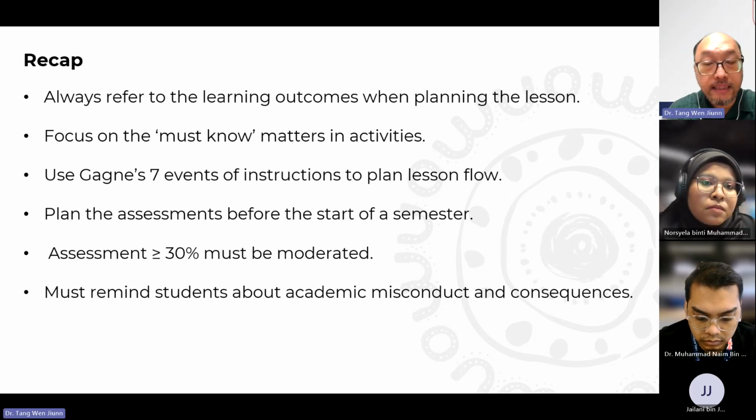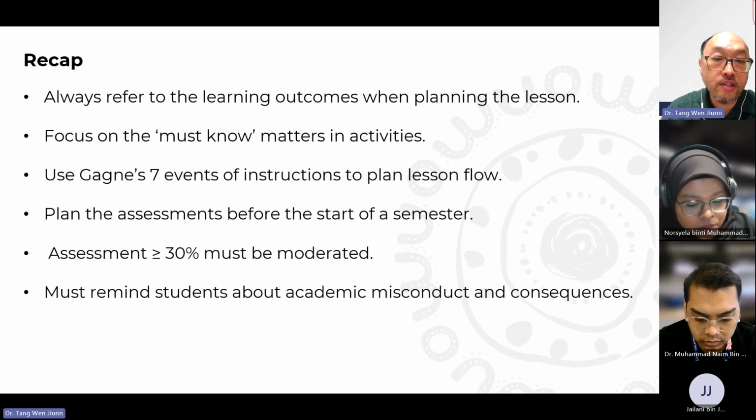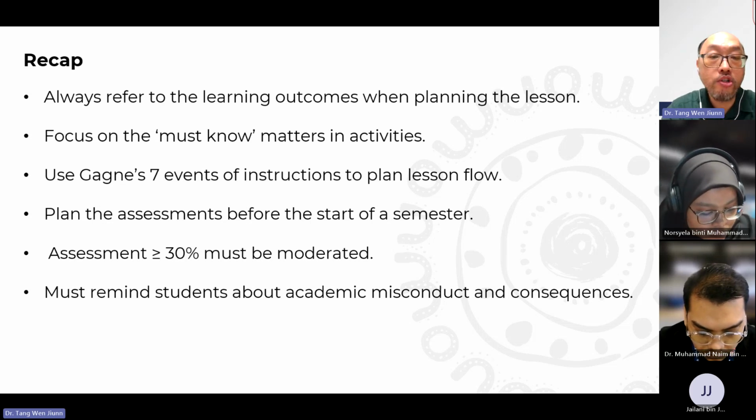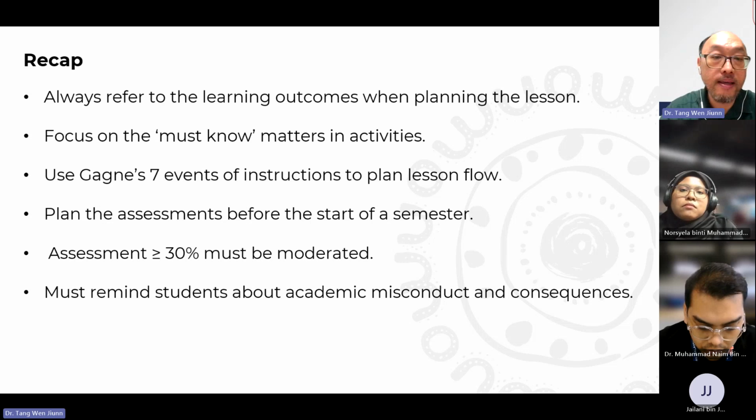Recap here. Always refer to learning outcomes when planning the lesson. When we deliver the lesson in class, make sure you focus on the must know. And use the GETNI 7 event instructions to plan lesson flow. As I mentioned earlier, the original GETNI has 9 steps. You can check it out; if you type in GETNI, you should be able to Google it.